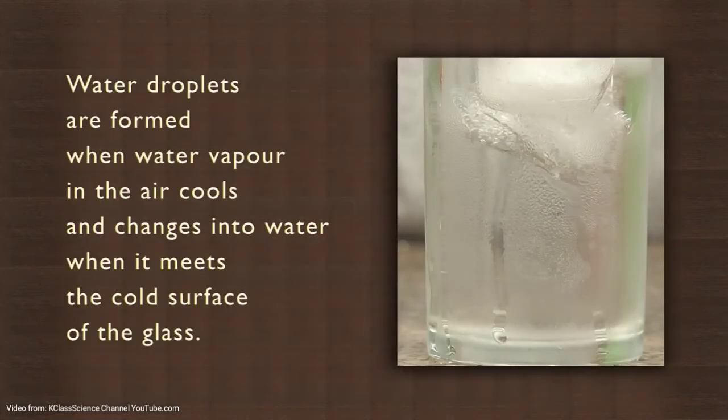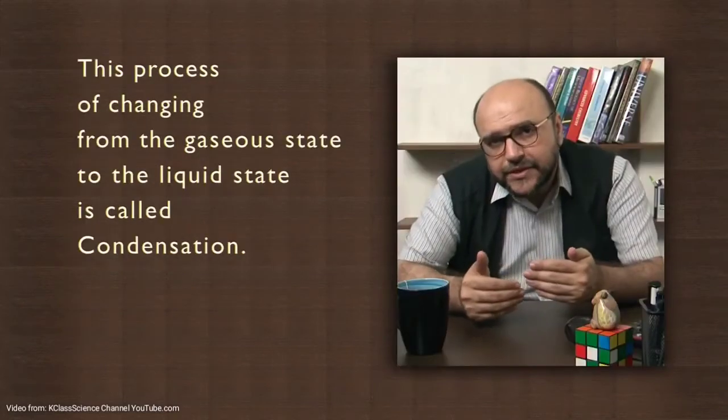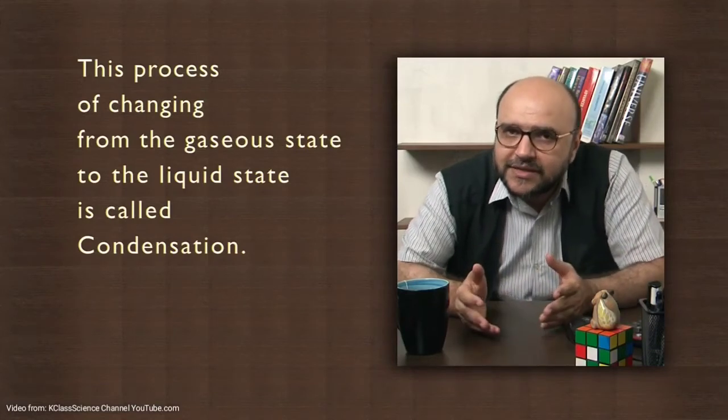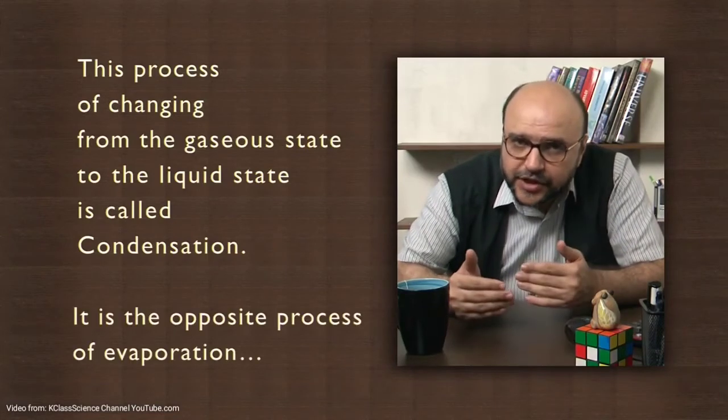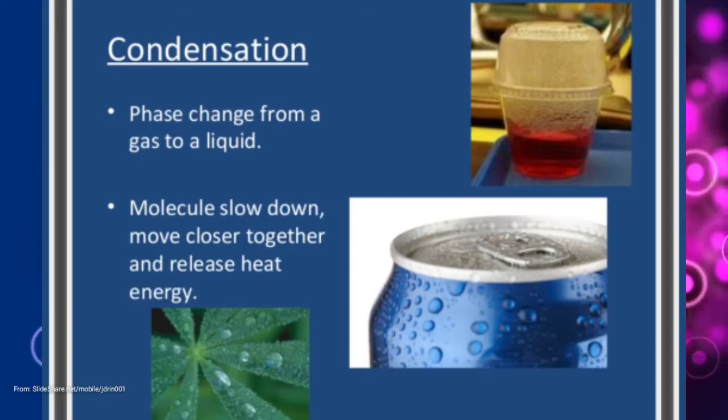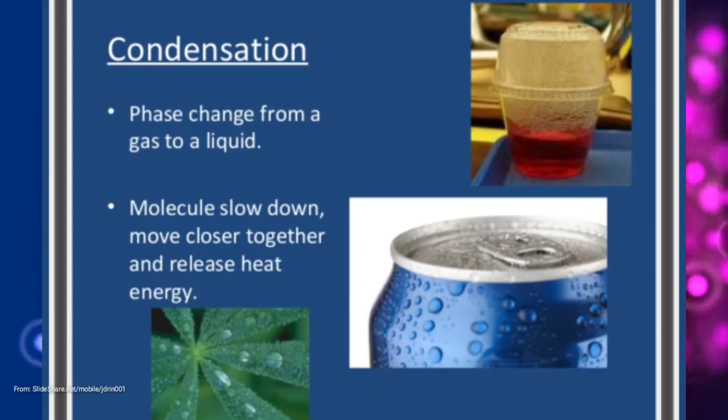The water droplets are formed when water vapor in the air cools and changes into water when it meets the cold surface of the glass. This process of changing from the gaseous state to the liquid state is called condensation. It is the opposite process of evaporation. Condensation, phase change from gas to liquid. Molecules slow down, move closer together, and release heat energy.